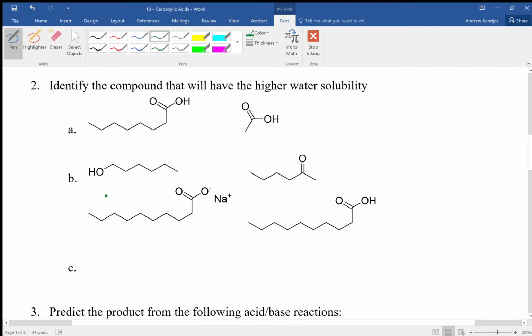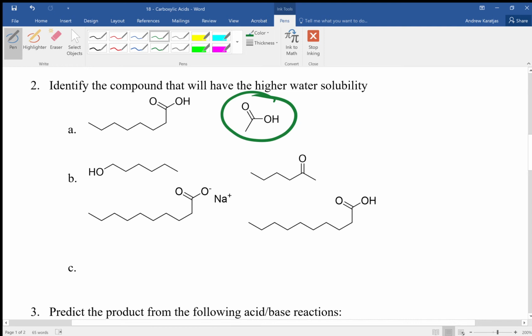Water solubility based on intermolecular forces. Now we know that carboxylic acids that have short chains, such as acetic acid on the right, are going to be much more water soluble than a carboxylic acid with a long chain. The longer the chain gets, the more nonpolar the molecule gets.